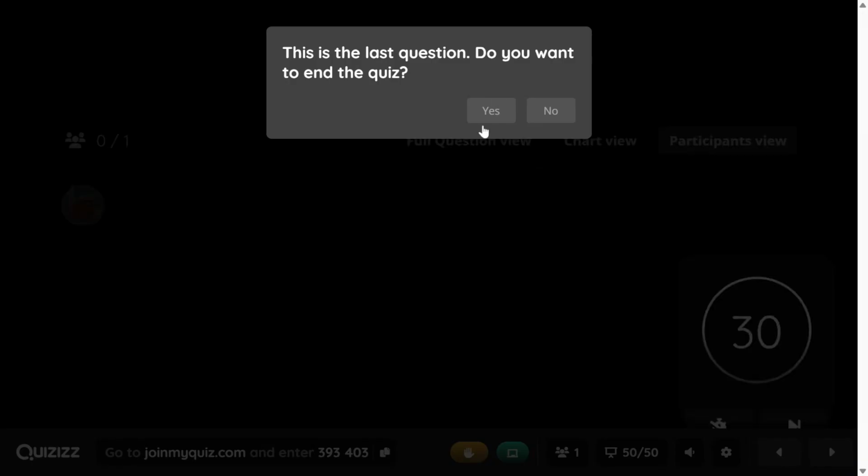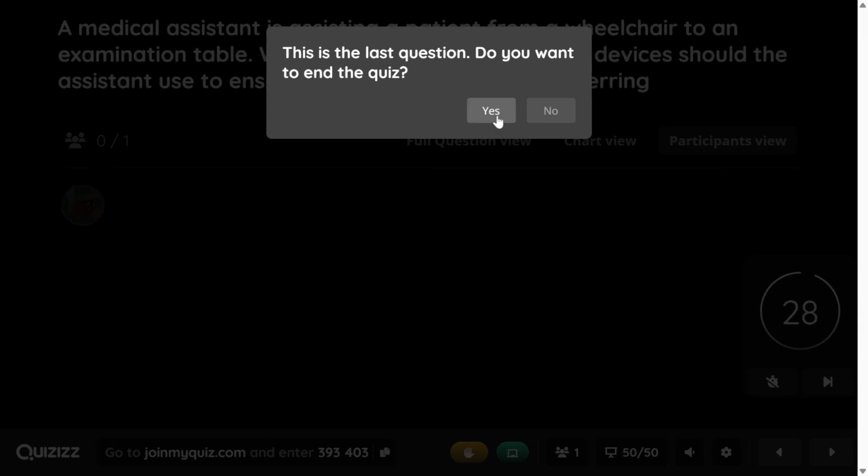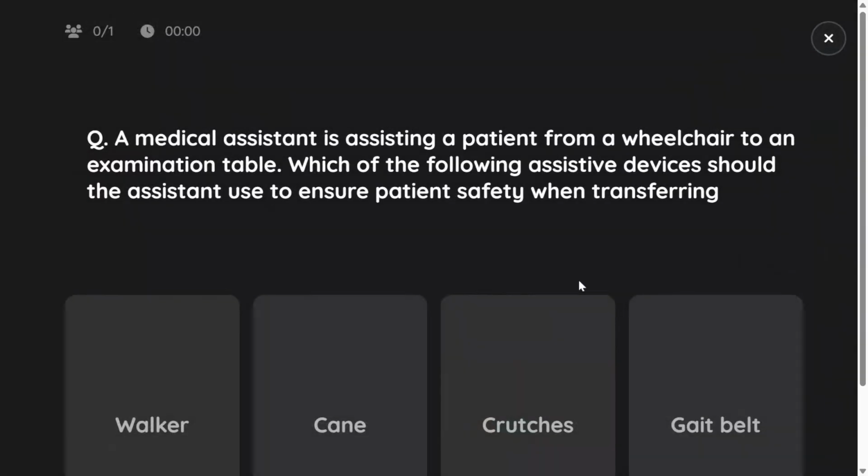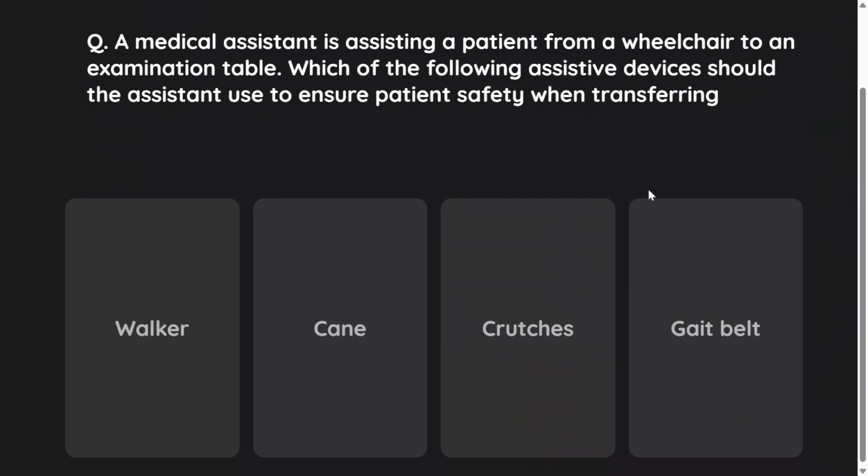All right, you guys, this is officially the last question. A medical assistant is assisting a patient from a wheelchair to an examination table. Which of the following assistive devices should the assistant use to ensure patient safety when transferring? Would it be a walker, a cane, crutches, or a gait belt? Again, you are assisting a patient from a wheelchair to an examination table. Which of the following assistive devices should you use to ensure patient safety?